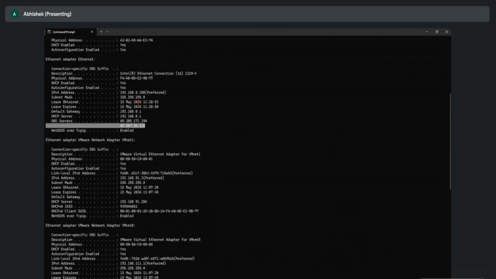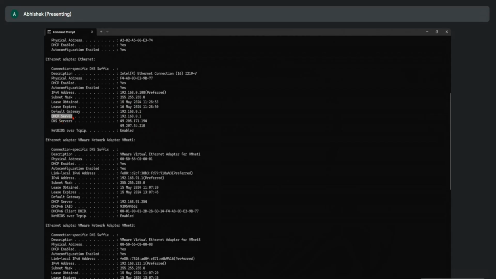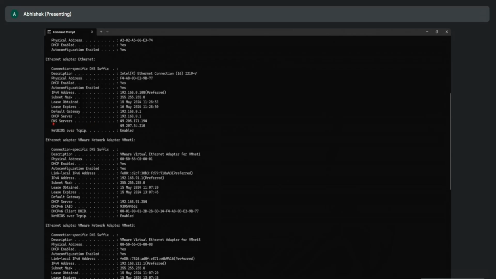So I told you that the IPs, the default gateway and all the IP related information are provided by whom? Provided by the DHCP server, right? My ISP, which is ACT Fibernet, provides all this other information as private IPs, because they want us to route internally only. But for the DNS, that is the domain name system, for DNS resolution, it is providing me a public IP.